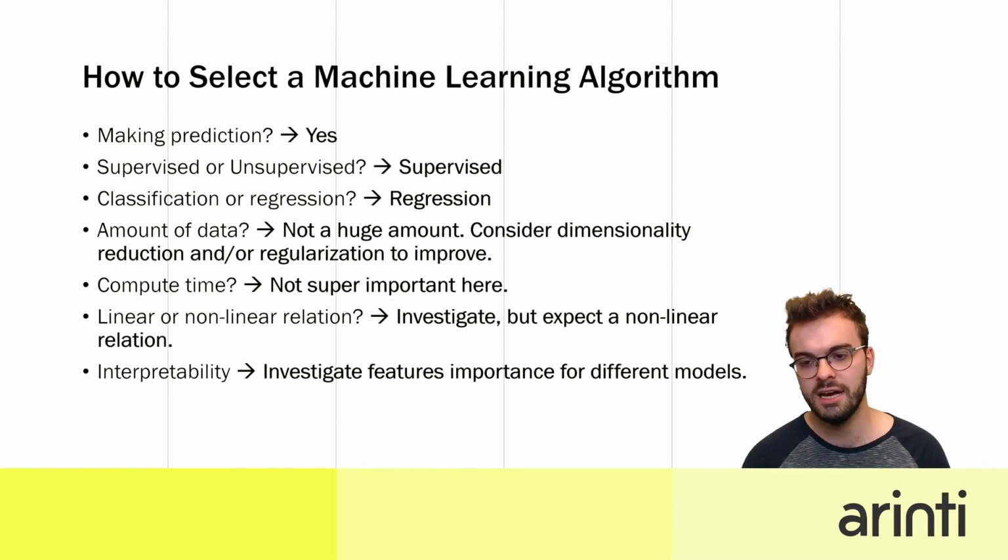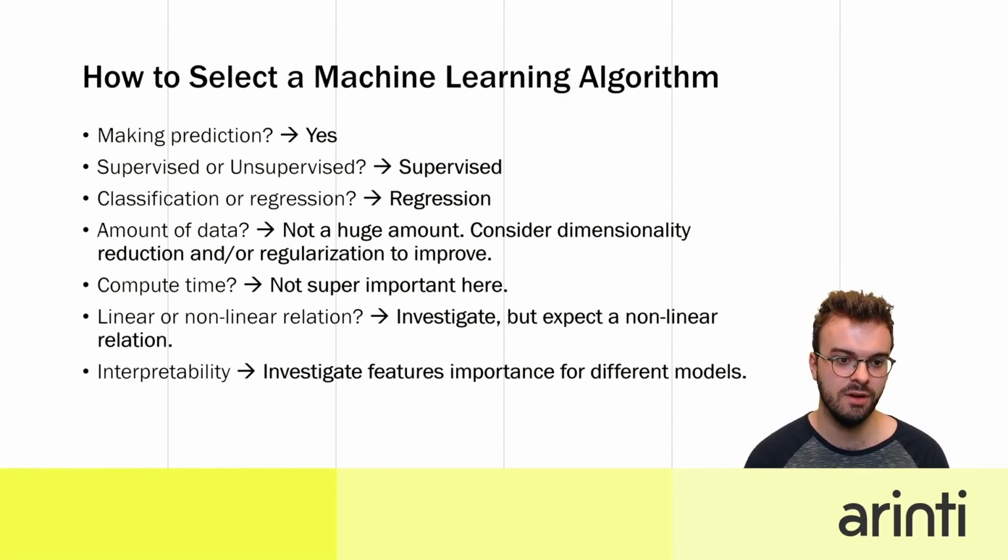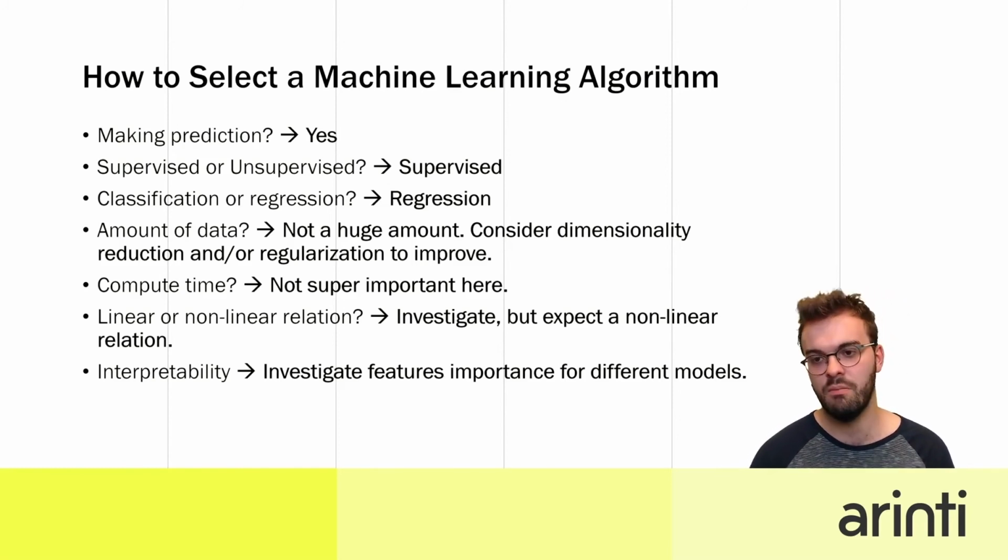The compute time is not super important here. We're fitting our models offline. It doesn't have to be in real time. Is there a linear or a non-linear relation with our variables? We'll have to investigate this. We can do this during the data exploration phase. But since this is a real life situation in a high dimensionality, my assumption will be that it's going to be a non-linear relation, but we don't know this for sure yet.